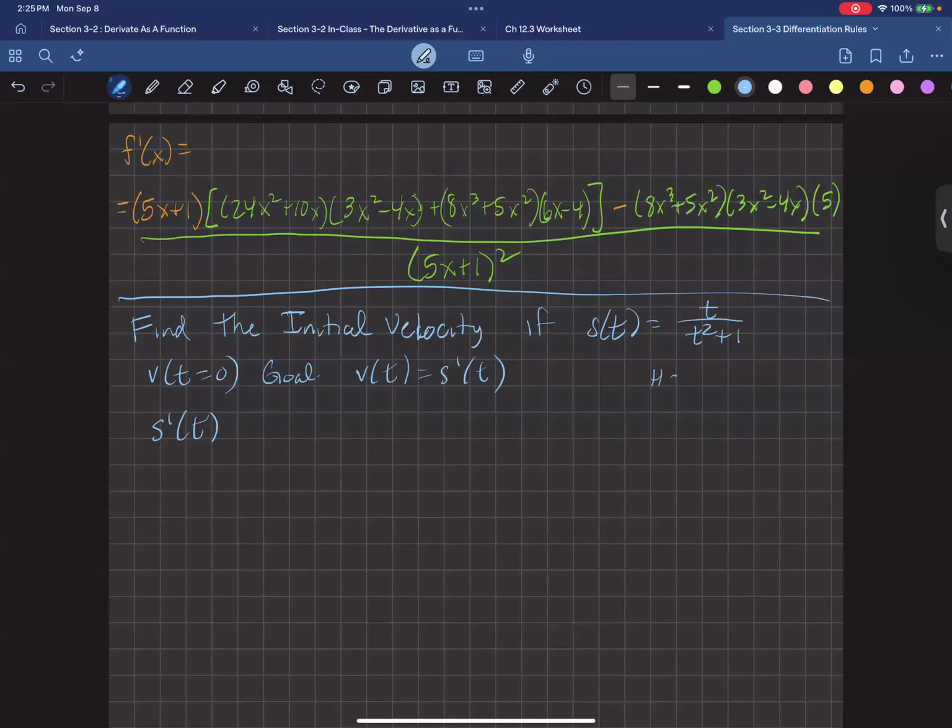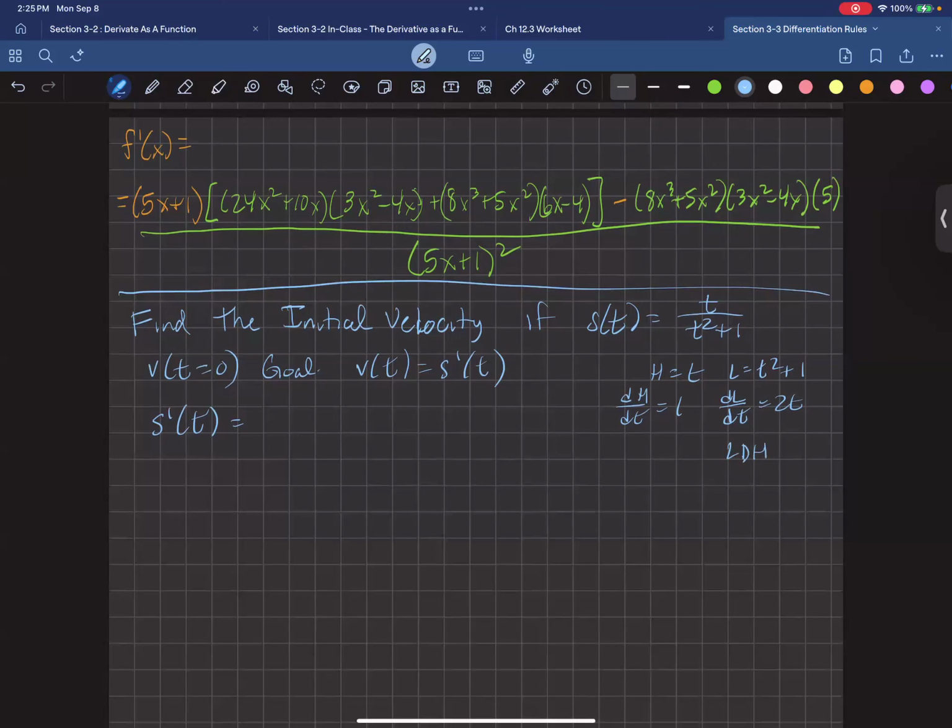So high equals t. So d high dt is 1. And low equals t squared plus 1. So d low dt equals 2t. So we have low d high minus high d low over low squared.